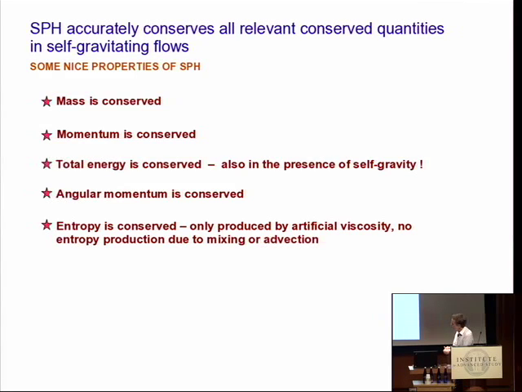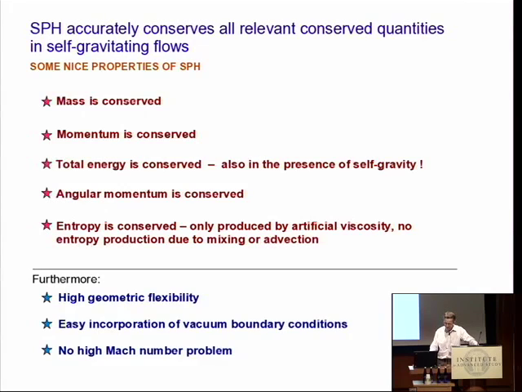Entropy is also conserved, and I'll get to this point. The entropy is actually strictly produced by the artificial viscosity and by nothing else, which is also a problem. There is no entropy production due to mixing or advection, unlike in mesh codes. And so you have complete control over the sources of entropy in that respect, right? So you have to produce it, otherwise it's not produced. That's also the reason why you need artificial viscosity. Or you produce it through thermal conduction, for example. It's another way to do that.